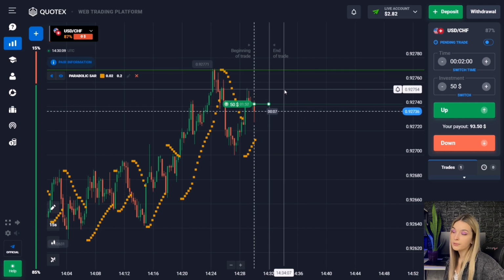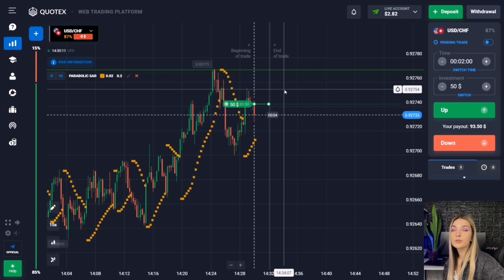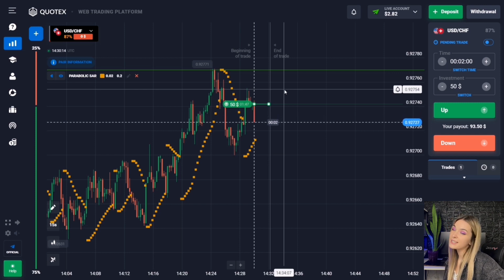2 minutes with the margin, taking into account a possible pro trade or a small pullback down. And so guys, let's wait for the end of our deal.